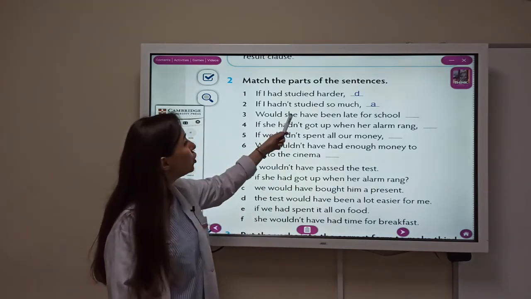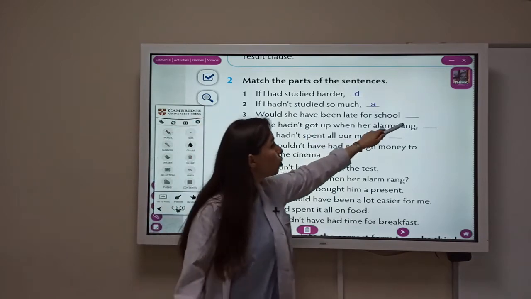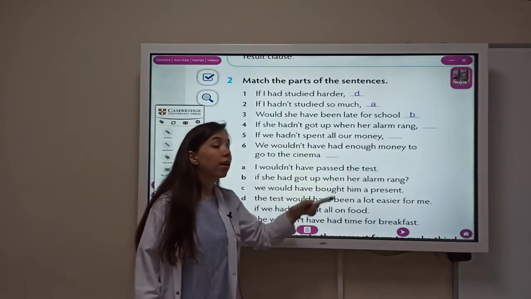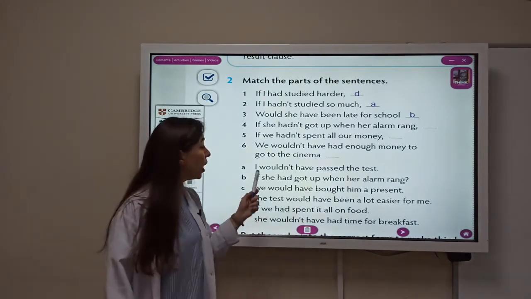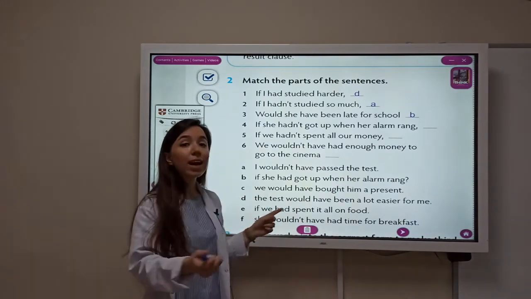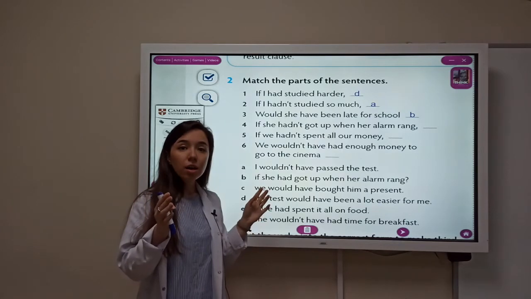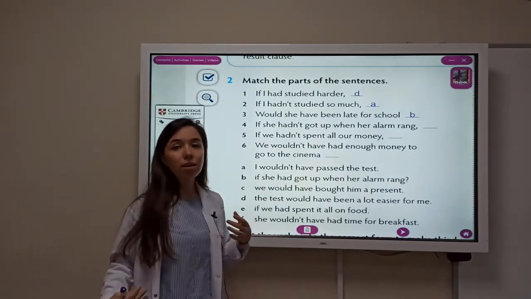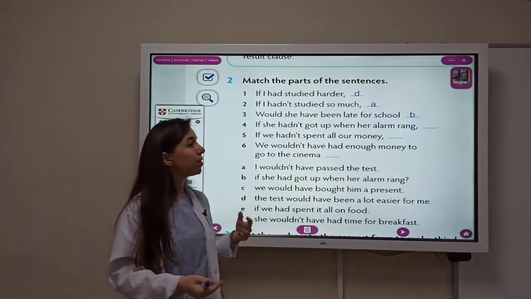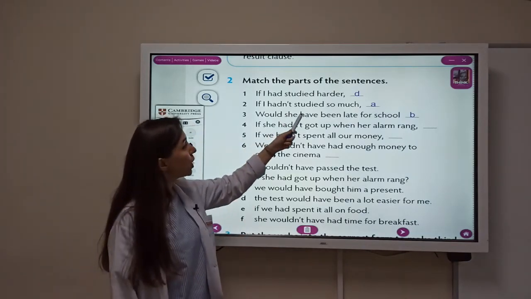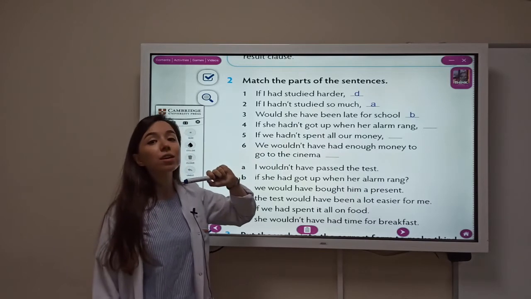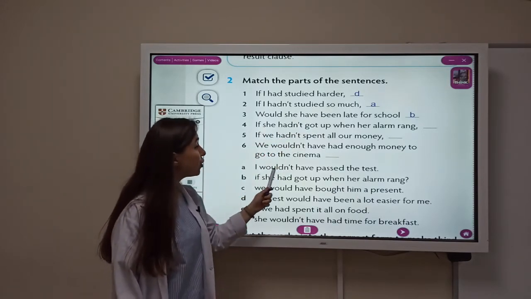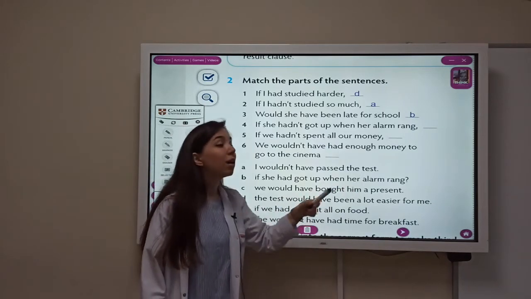Would she have been late for school if she had got up when her alarm rang? Look at here. I told you that we can change the sentences. Yes, for example, write the if clause in the beginning or the result clause in the beginning or vice versa. Yes, it's up to us. Would she have been, so our sentence starts with the result clause. Would she have been late for school if she had got up when her alarm rang?